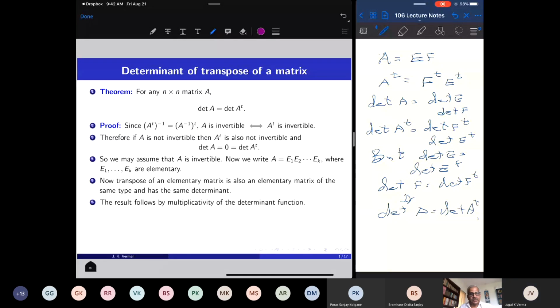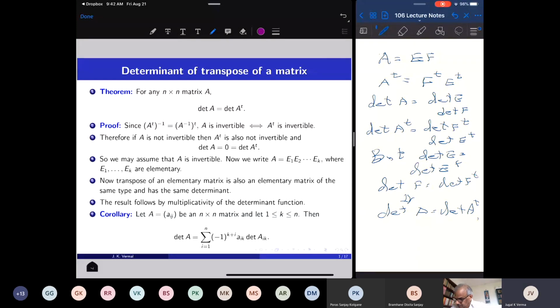So using multiplicativity of the determinant function and the fact that elementary matrices satisfy the formula, all invertible matrices are products of elementary matrices, and therefore the formula is true for them also. And if A is not invertible, then determinant of A is 0 and determinant of A transpose is also 0. So we have proved this fact in general.